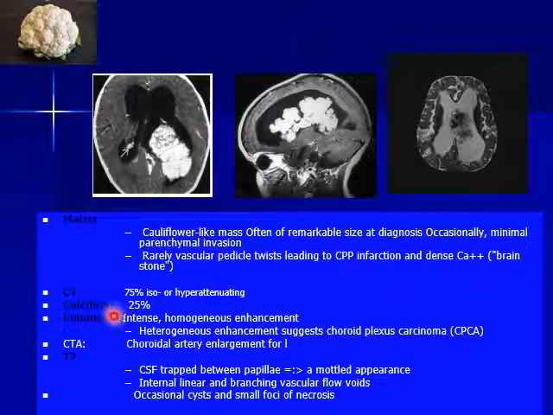75% are iso to hyperdense. Calcification occurs in 25%. Enhancement is homogeneous, or heterogeneous when malignant transformation occurs. On CT angiography, we can see enlargement of the choroidal artery. CSF is trapped between the papillae, giving the mottled appearance. Internal linear and branching vascular flow void structures may occur.